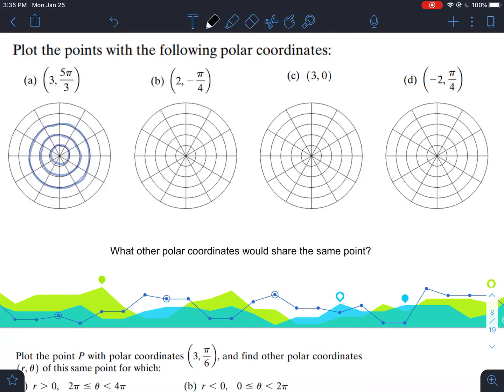And then I want to rotate out 5 pi over 3. Well, 5 pi over 3 would be 300 degrees. So I'm going to start here and I'm going to rotate 300 degrees, down to here. And so this point right there would be the point 3, 5 pi over 3. And that extension would be the pole. Here is your polar axis.